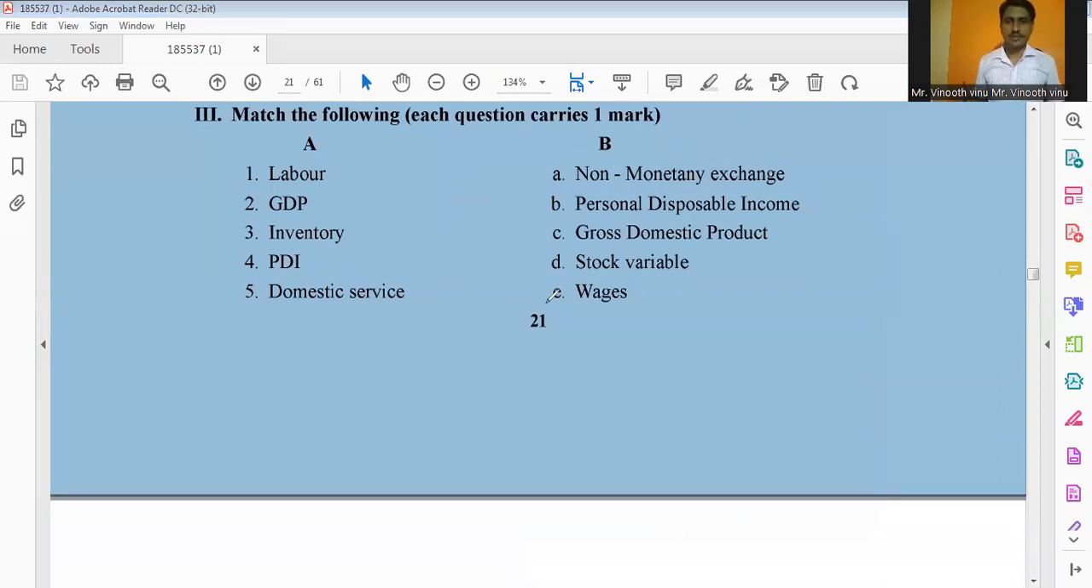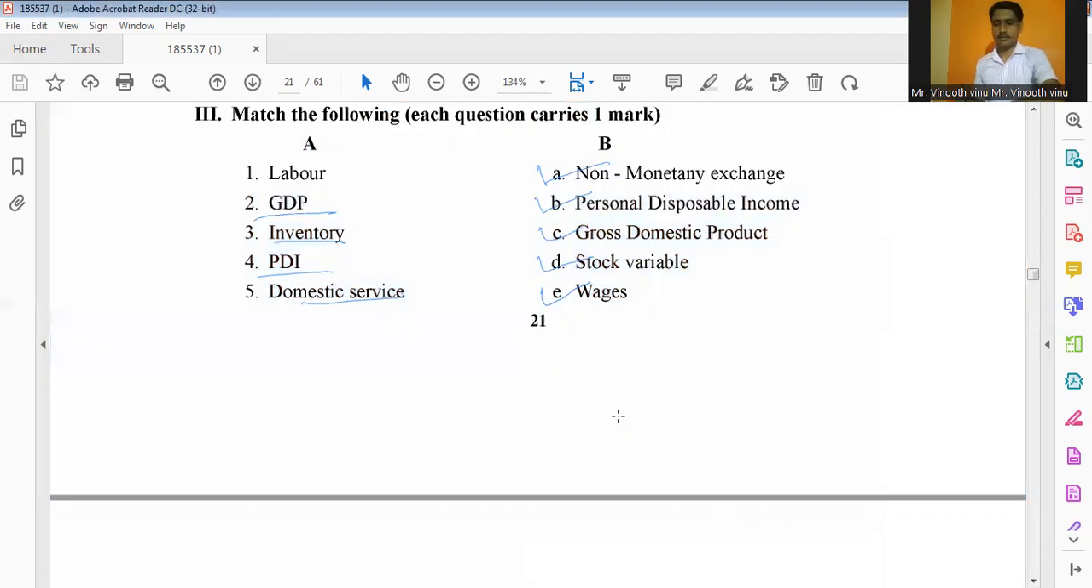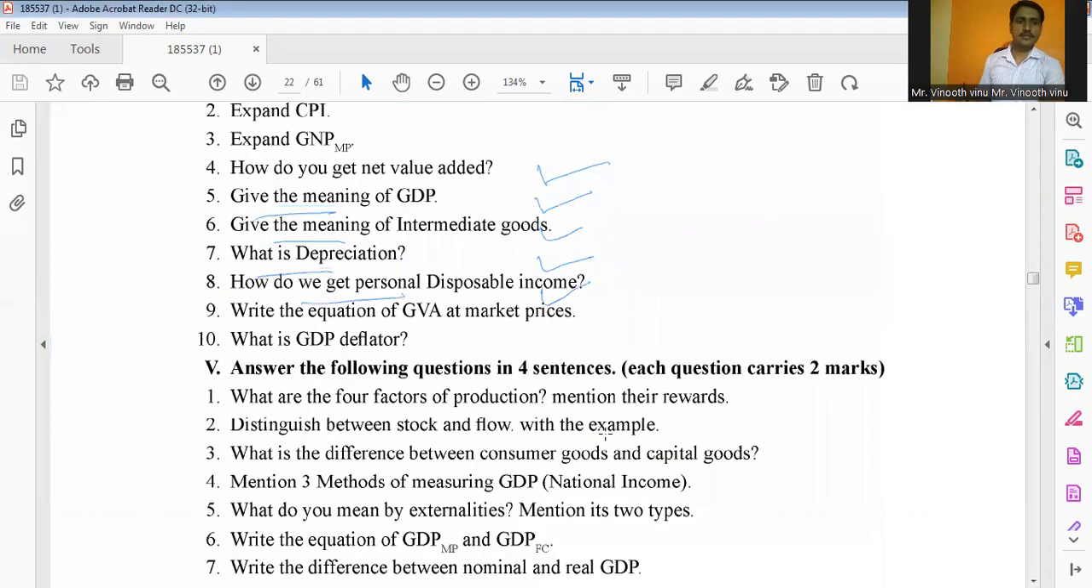Labor wages, GDP gross domestic product, inventory stock variable, PDI personal disposable income, domestic service non monetary exchange. Okay, next.